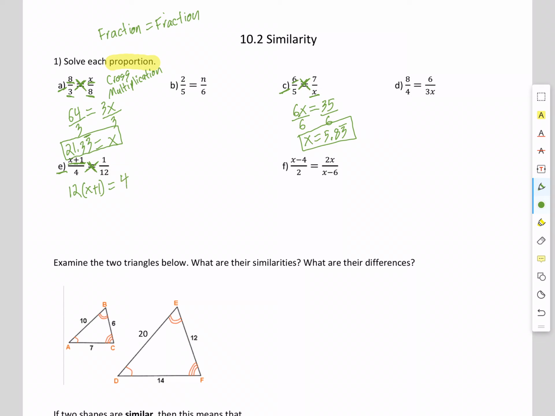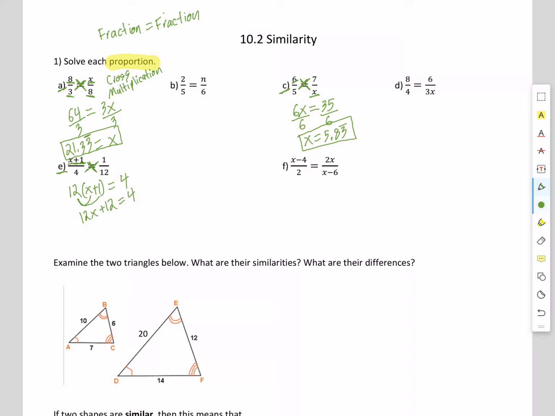This should start looking a little familiar to what we've done previously, but now to solve this we need to multiply this 12 out. Just a reminder what that's called: it starts with a D and ends with distribution. So with distribution, 12 times x gives us 12x. 12 times 1 just gives us 12. That's equal to 4.